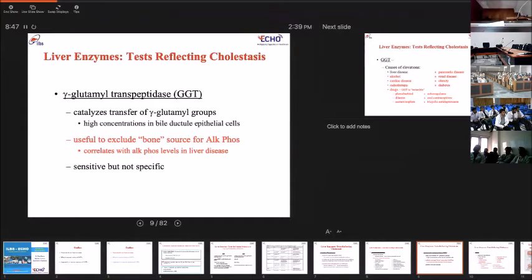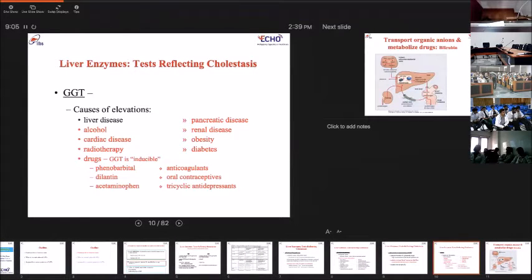It can be increased in the intestine, and elevation can be seen in bony disease and in pregnancy. GGT is sensitive but not specific for cholestatic injury. The causes of GGT elevation are liver disease, cholestatic liver disease, alcohol, and post-radiotherapy. It can also be secondary to drugs that induce GGT, commonly phenobarbital, phenytoin, acetaminophen, OCPs, and anticoagulants.